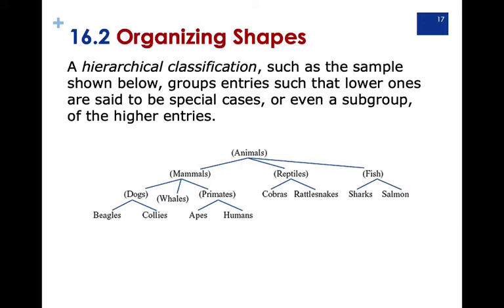So we are going to want to do the same classification for geometric shapes. Specifically, we'll focus on polygons. To use some proper terminology, we would say that apes and humans are a subgroup of primates. So we have our large groups, and then we have subgroups of that.